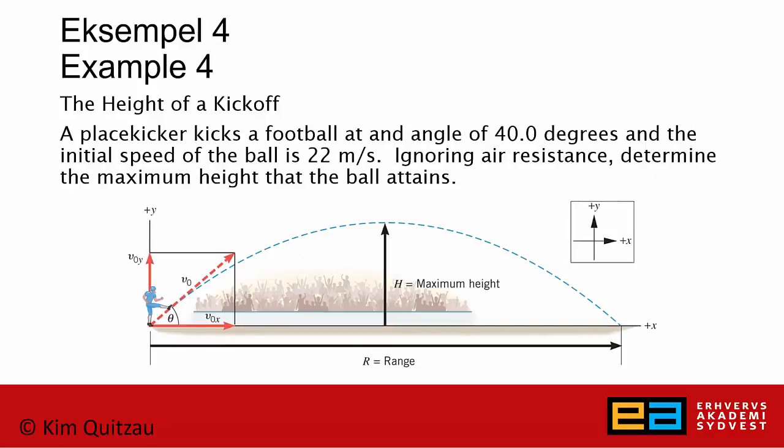An example: the height of a kickoff. A place kicker kicks a football at an angle of 40 degrees and the initial speed of the ball is 22 meters per second. Ignoring the air resistance, determine the maximum height that the ball attains.